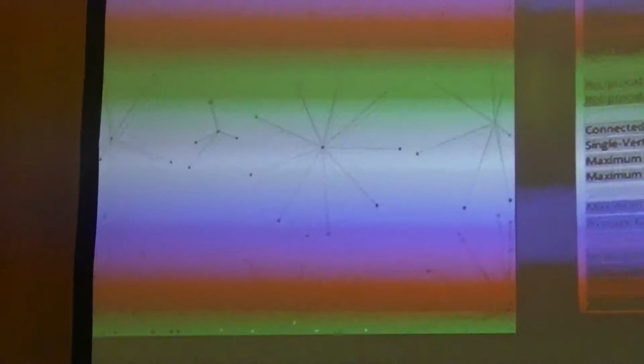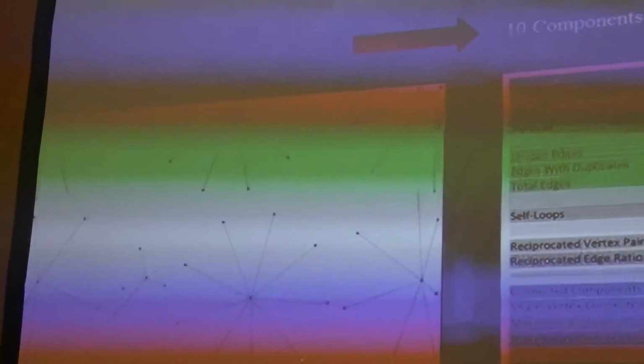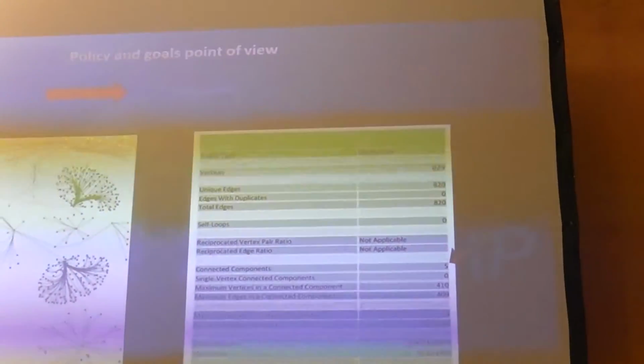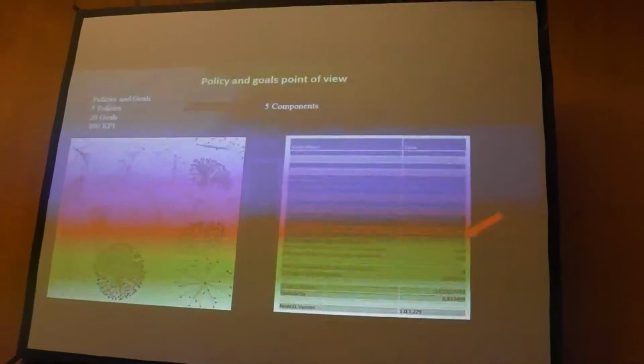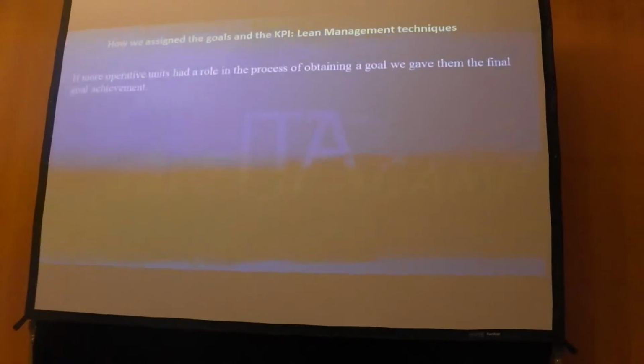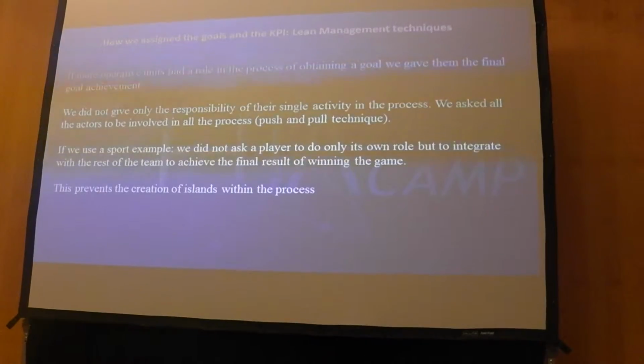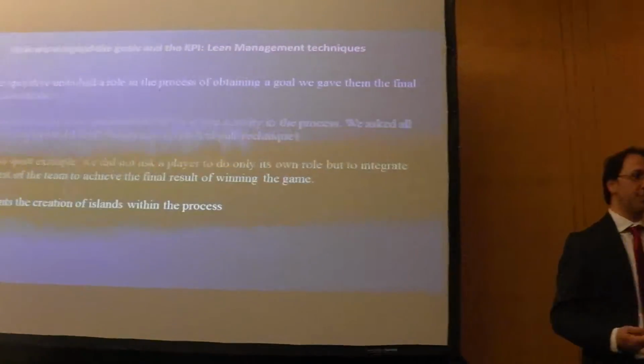So let's see the organigram from one point of view. Now it's bigger, you can see there are 10 components. So there are 10 islands. So it's fragmented. So this is policy and goals from the strategic plan. We have 5 components, 5 policies, but it's fragmented. So the only way to include them is how I give the goals to the people.